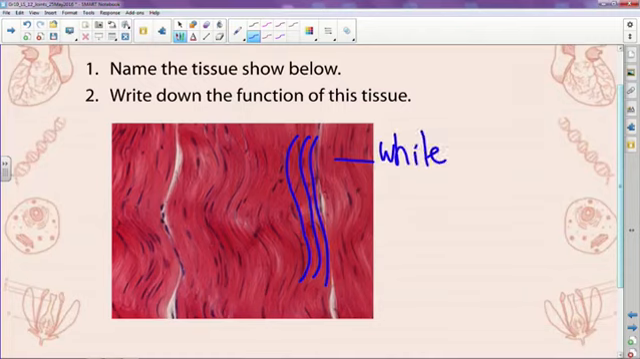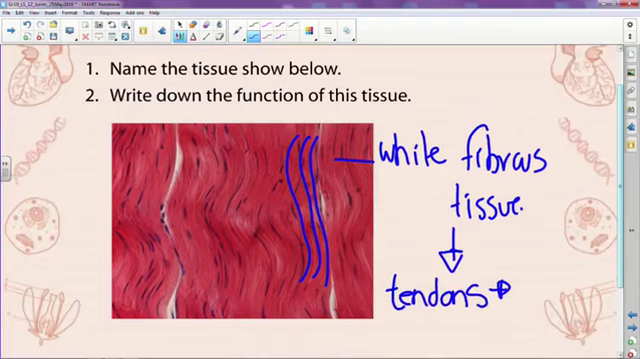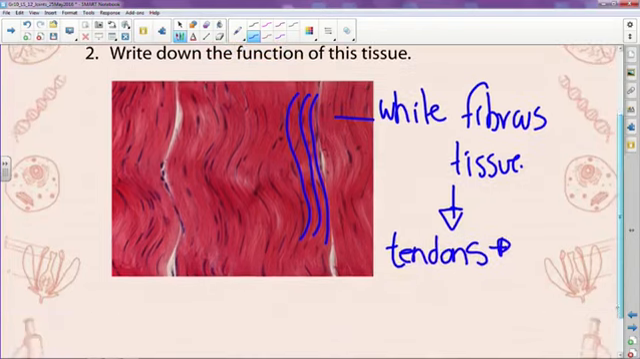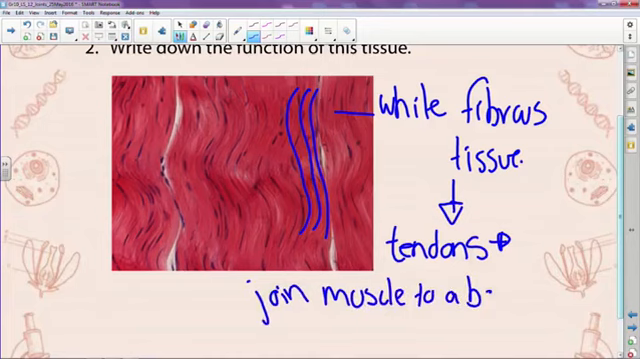And yes, I know it's red, but we have to stain it to see it. Now my white fibrous tissue, what I was looking for over here was, right, it makes up my tendons. It makes up my tendons. And what is a tendon? Well, I hope you can see where we are going with this. A tendon joins, have a look there, joins a muscle to a bone, right? A tendon joins a muscle to a bone.